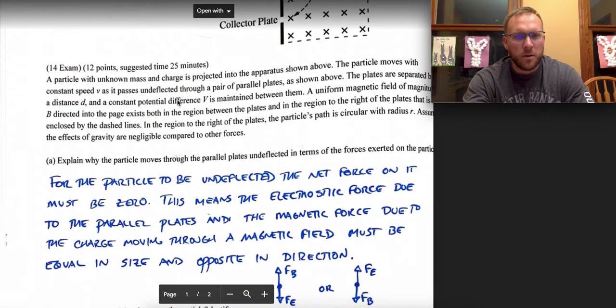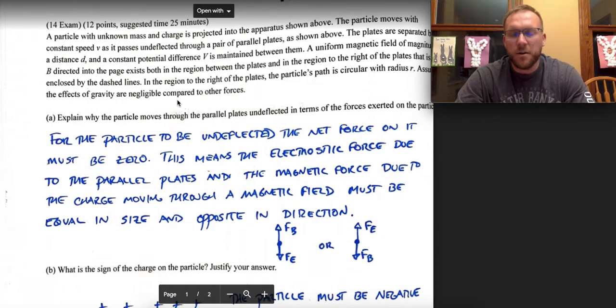Okay, so going through the problem, it asks, explain why the particle moves through the parallel plates undeflected in terms of the forces exerted on the particle. Basically, here's what I did. It doesn't ask us to identify whether it's positive or negative. So what I said is that there must be two forces acting on it: a magnetic force acting in one direction and an electric force acting in the other. We could have magnetic force up and electric force down, or the opposite. For the particle to be undeflected, to move straight through, the net force must be zero, Newton's first law. An object will stay in constant motion as long as the net force is zero. This means the electrostatic force due to the plates and the magnetic force due to the charge moving through a magnetic field must be equal in size and opposite in direction.